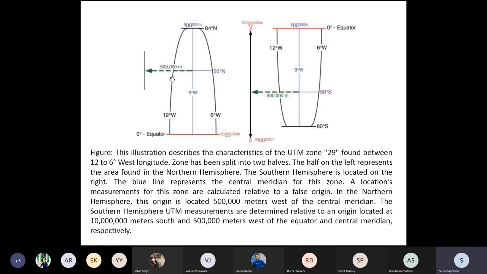Now, the problem is, if you take the very first part of the zone, the north hemisphere of the zone, if you take the origin, the position of the x-axis is okay, but the position of the y-axis is shifted. It is not at the origin. If it is shifted 5 lakh meters towards the left, then it will give you the proper origin. That's why there is a false easting in this one. In order to give a false origin, there is a shifting 5 lakh meters towards the west of the central meridian.